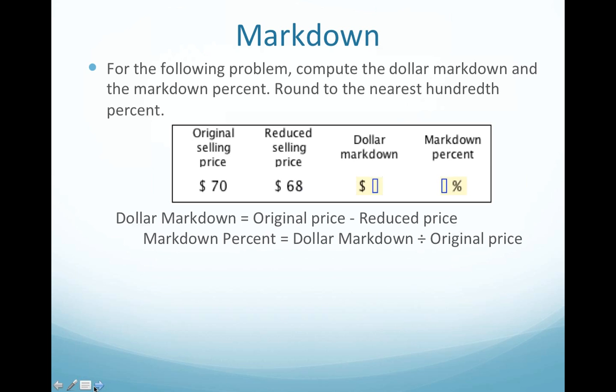Here's a markdown. In the markdown here, there's not that much we have to do. To figure out the markdown dollars, we're going to compare dollars to dollars. In this case, we're going to say 70 minus 68. So that was a markdown of $2, because it went from 70 to 68, so it went down 2 units.